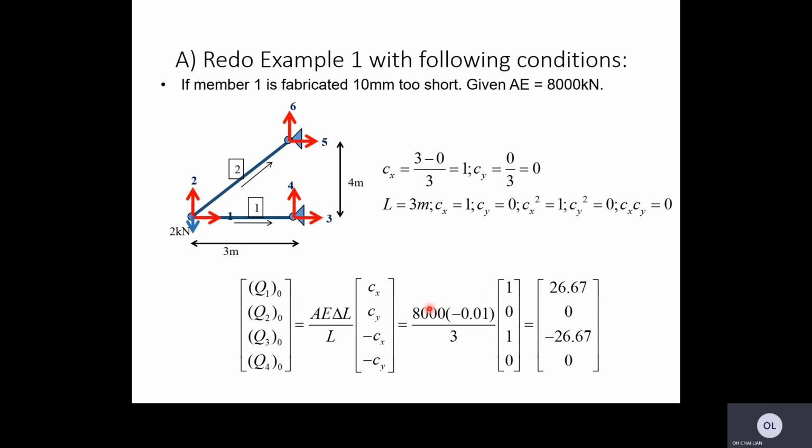AE is given to you. Delta L is negative 0.01 because it is fabricated too short, and the length is given. So you need to determine all the Q naught here. Let's try for Q1 naught. It will be this 8000 multiply negative 0.01 divided by 3 multiply 1. Then you get the Q1 naught.